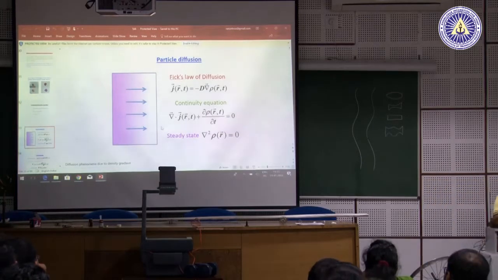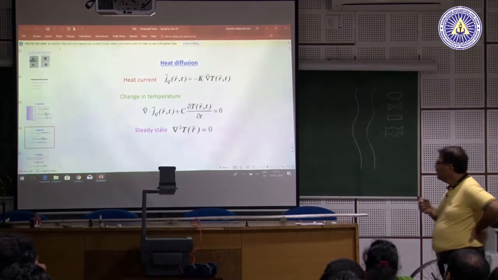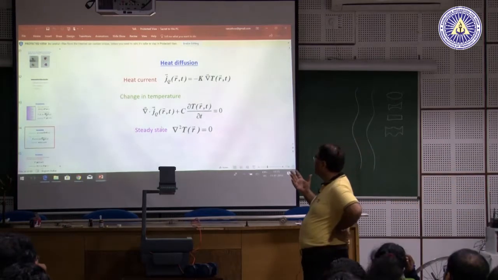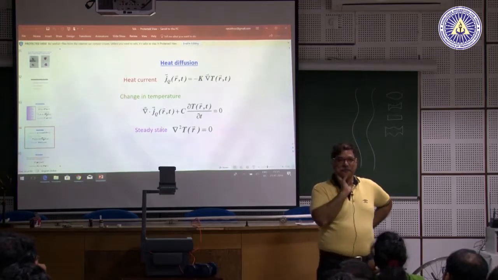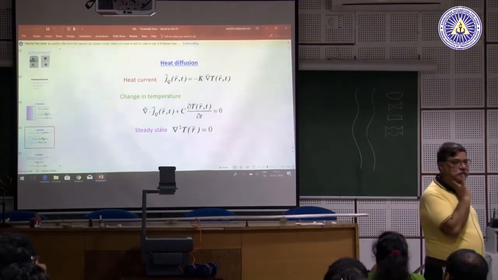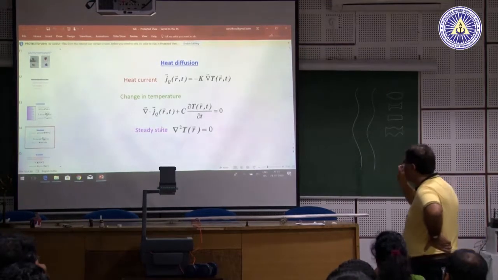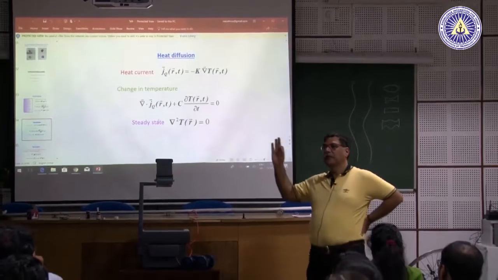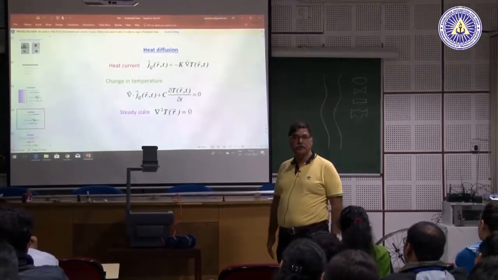If you look at thermal diffusion, if heat is going from somewhere to somewhere, in a steady state, temperature satisfies the same equation, del square T equals 0. So, what does it mean? If I have solved it for, say, a temperature distribution, I have solved it for my electrostatics problem, I have solved it for my particle diffusion problem.